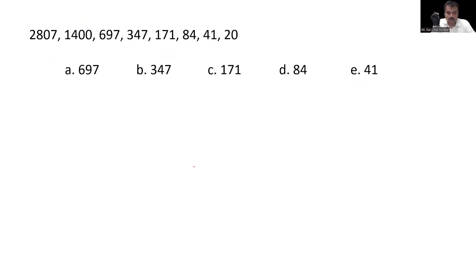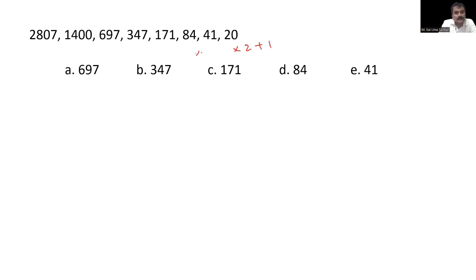Next, 2807, and next 1400, 697, and 171. Now what is the answer? That is the important. I already told you that if the first number is the largest number and the last number is a smallest number, so calculate from the last to first. Okay, into 2 plus 1.